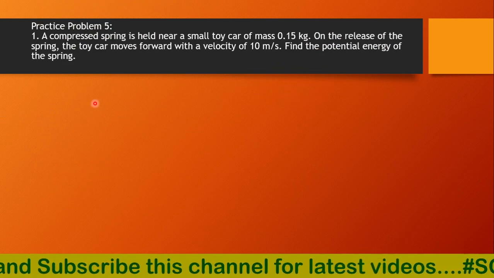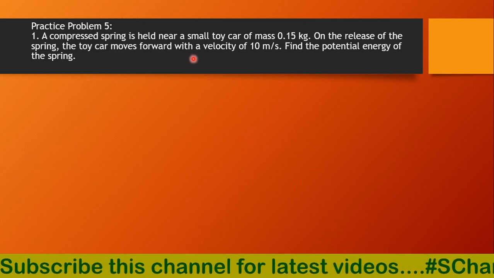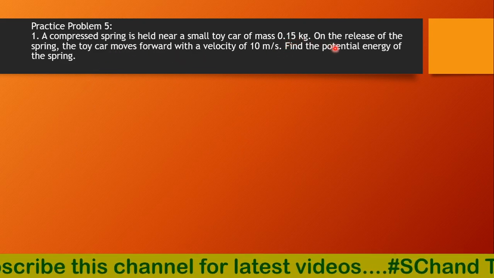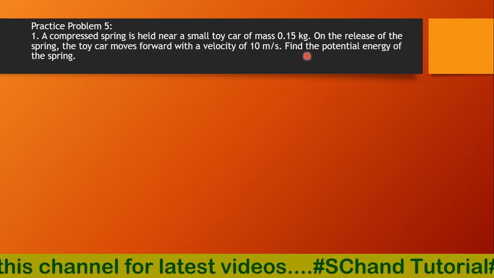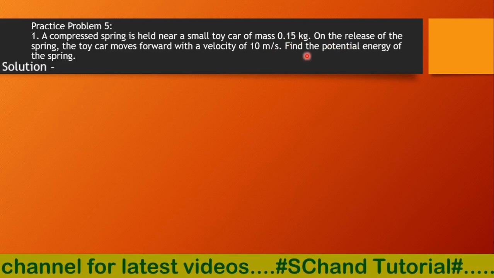Here we have practice problem 5. A compressed spring is held near a small toy car of mass 0.15 kg. On the release of the spring, the toy car moves forward with a velocity of 10 meter per second. Find the potential energy of the spring.